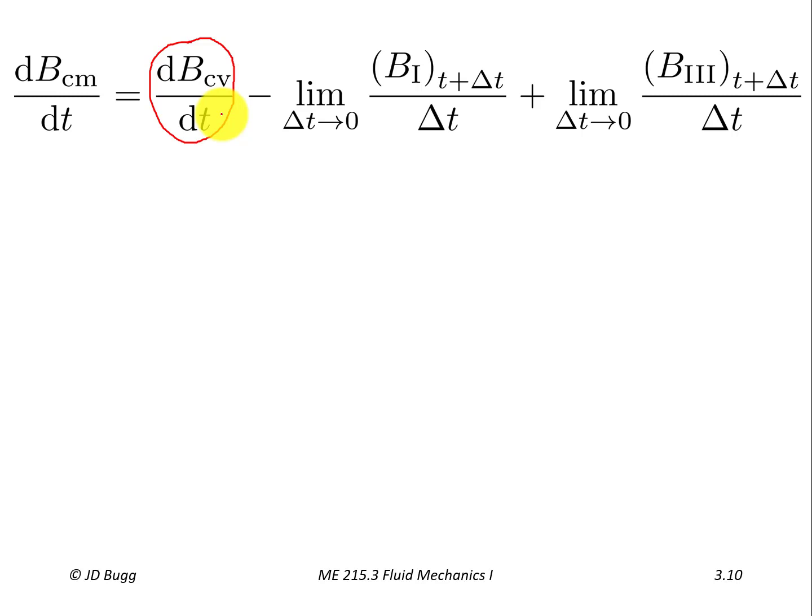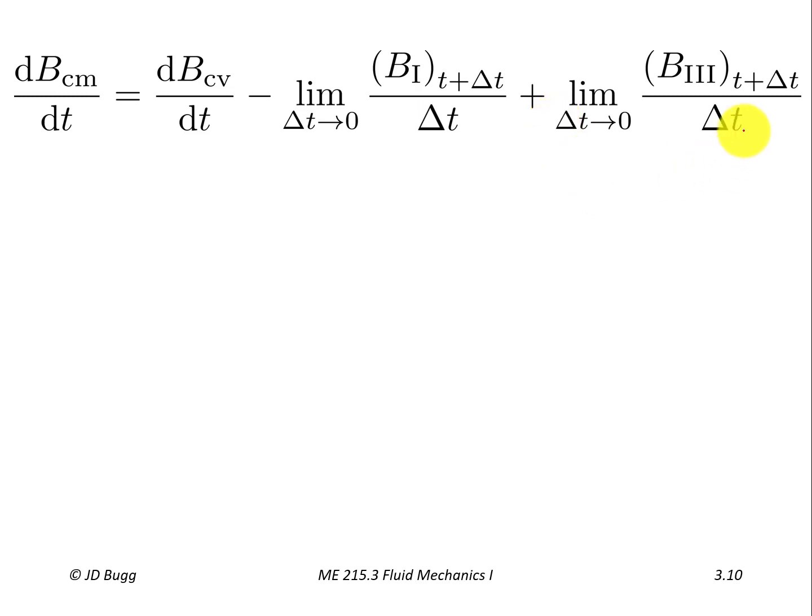What is the rate at which B is changing in our control volume? And we see that those two things are not equal. The difference between them is accounted for by these two terms: one that has to do with what's going on in region 1, and one that has to do with what's going on in region 3. So we need to do some work with these two terms in order to get to our final form of Reynolds Transport Theorem. So that's what we'll do next.